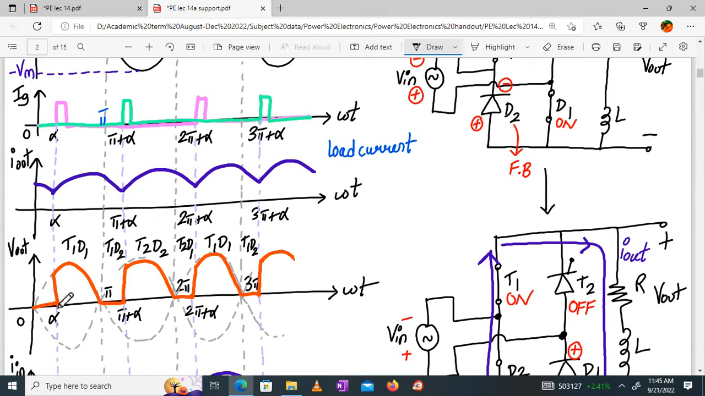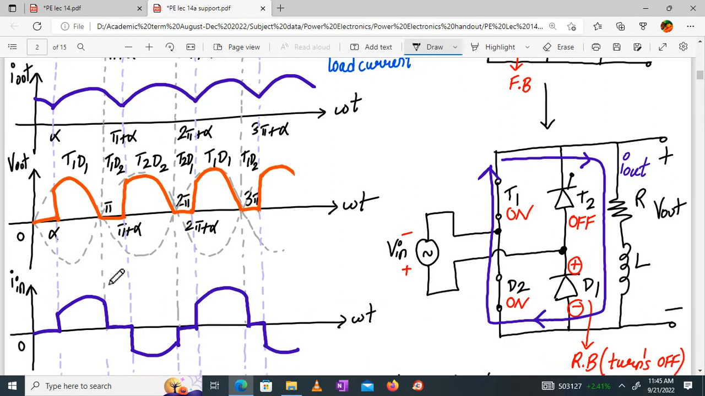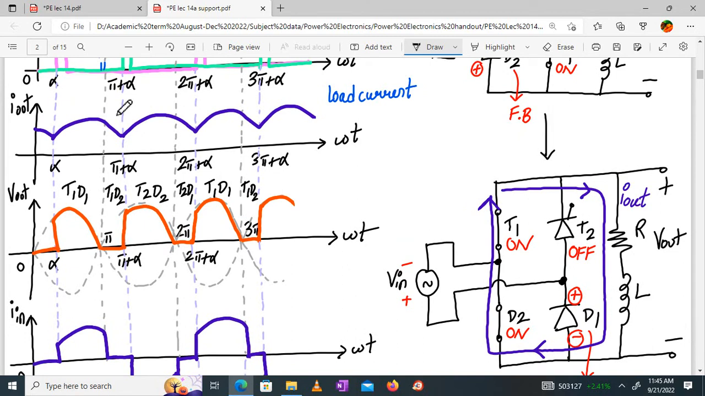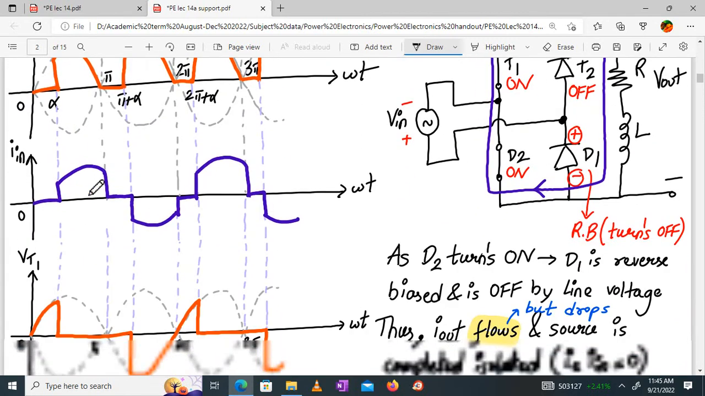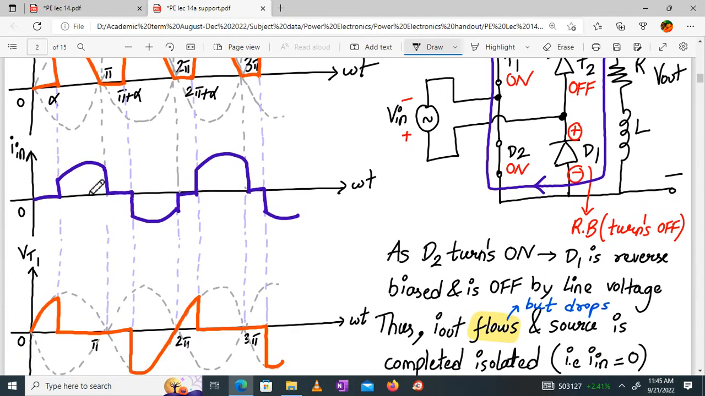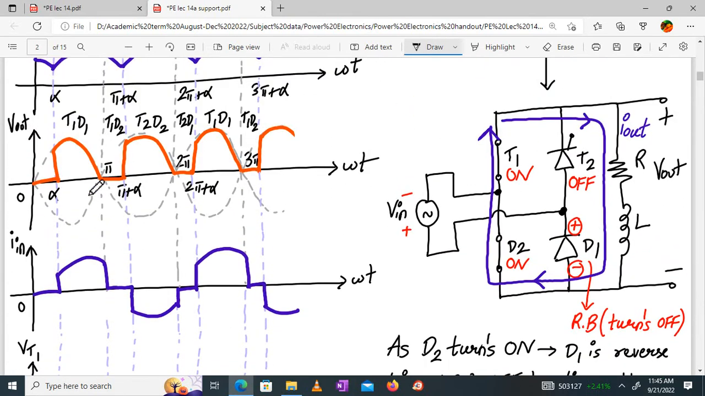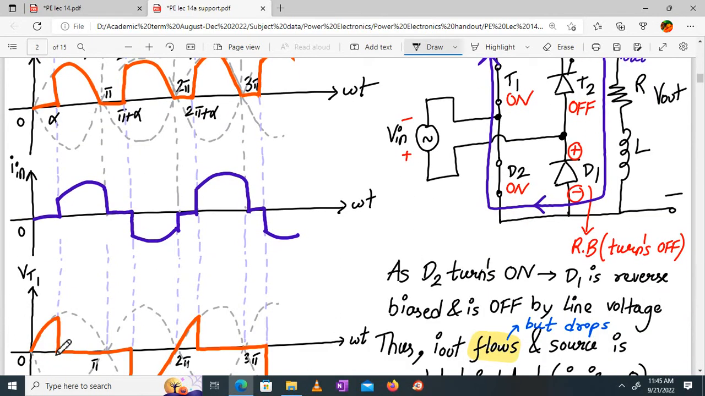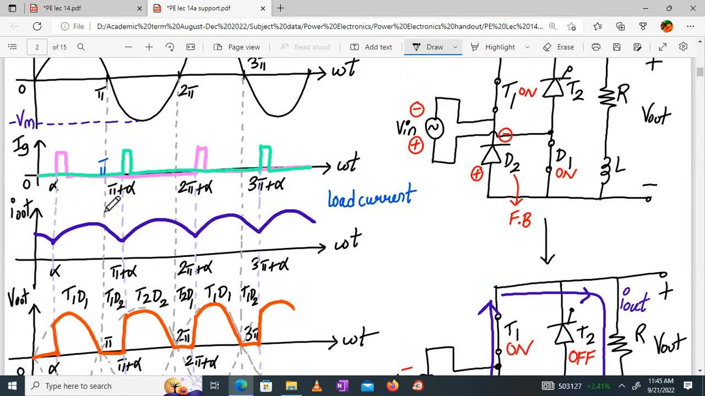What is my output voltage in this period from alpha to pi? It will follow the input, the red color one. And what about the input current? The input current will follow the load current because they are the same from alpha to pi. Agree? So from alpha to pi, T1 and D1 conduct. Any problem over here? Any doubt? In the meanwhile, you can also start drawing the waveforms simultaneously. Okay, when T1 conducts, the voltage across T1 will be 0. Here it is shown 0 from alpha to pi. Okay? Now, next, from pi to pi plus alpha, what happens?